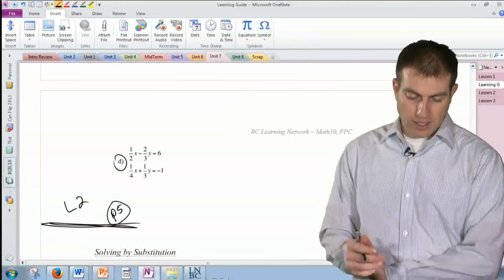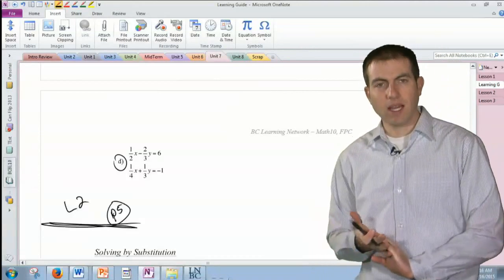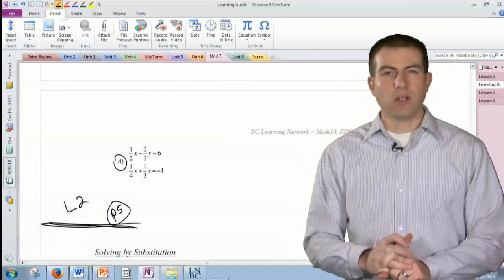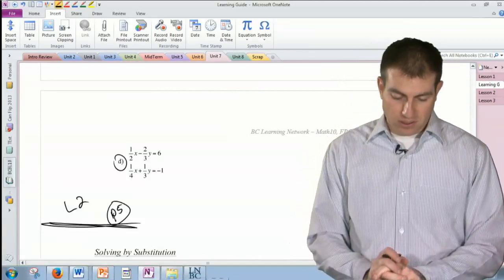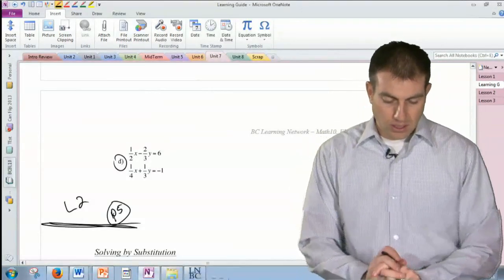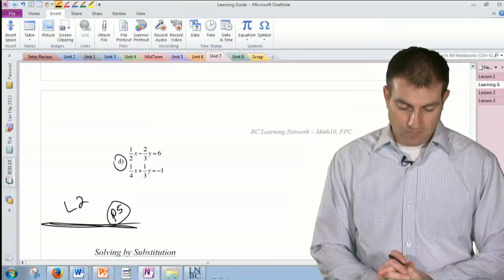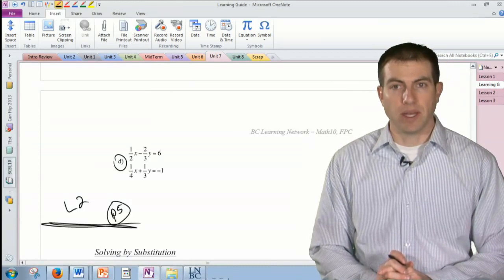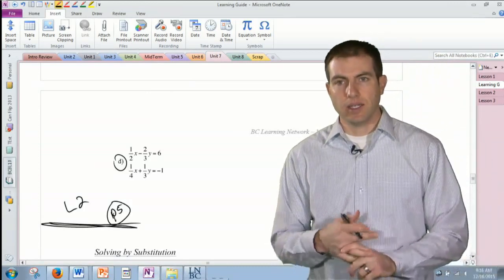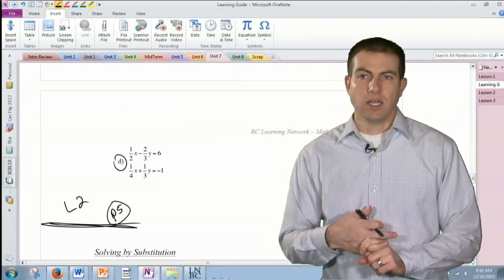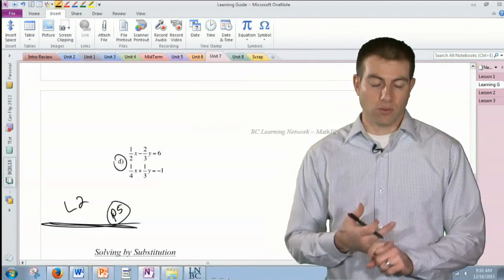All right. I guess there's a couple ways we could do this one. First thing I want to do is maybe try to get rid of the fractions, because I don't like dealing with fractions. Once I've gotten rid of my fractions, I can then go from there. Let's get rid of the fractions first, and then we'll go from there.